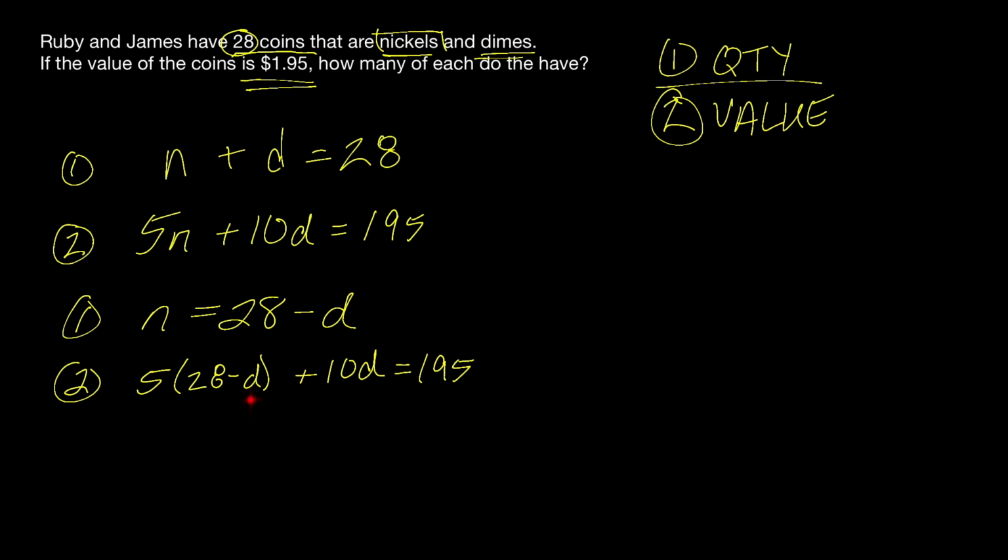So I have a d here and I have a d here. So let's distribute this 5. So that's what I'll do first. Let's see, 5 times 28, that's 100 plus 40. 140 minus 5d plus 10d, and still equal to 195.